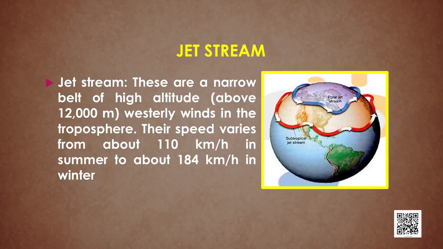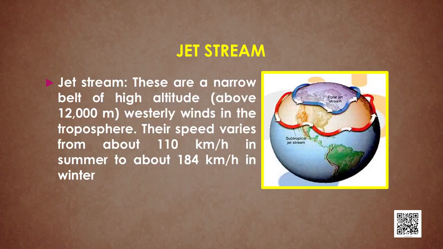Now, have you heard of the jet stream? As the name says, jet, very fast blowing. The jet streams are a narrow belt of high altitude westerly winds in the troposphere. The troposphere is the lowermost layer of the atmosphere, as you have done in your Fundamentals of Geography book. Their speed varies from about 110 kilometers per hour during summers to about 184 kilometers per hour during winters. These jet streams are also responsible for the movement of the rainy winds in India.